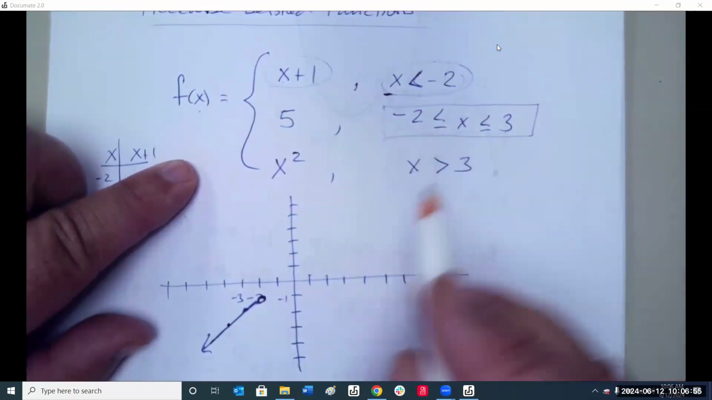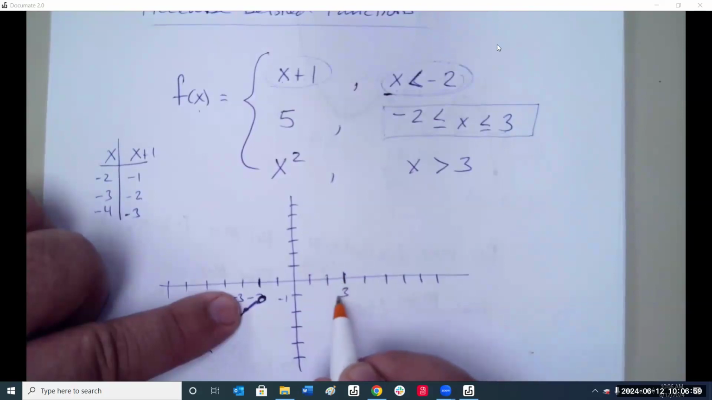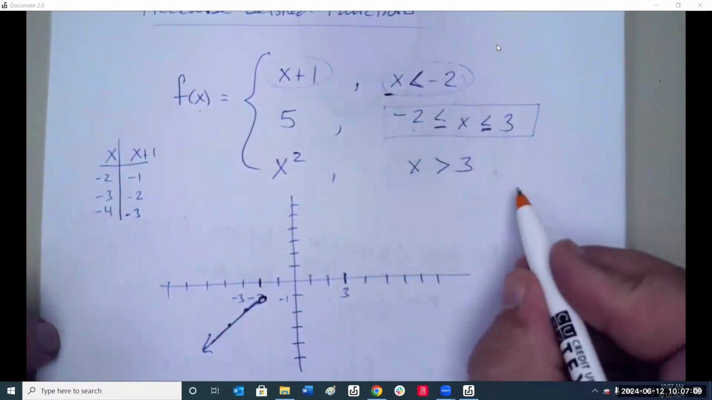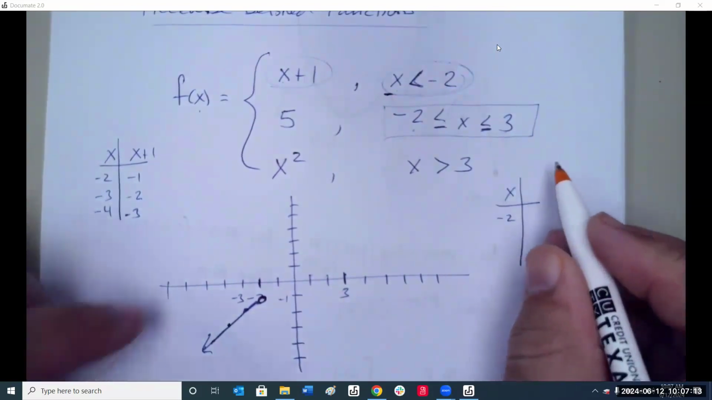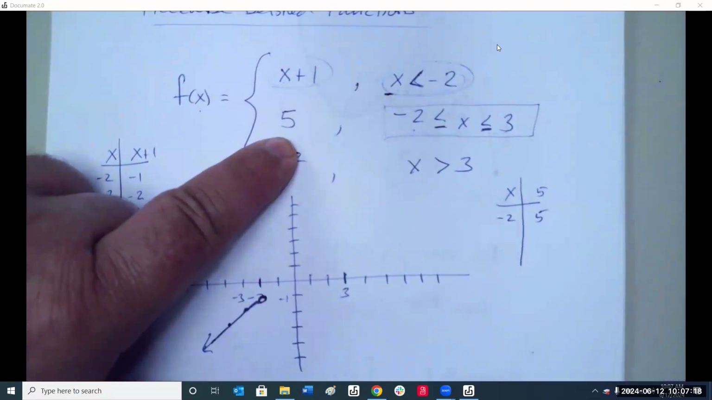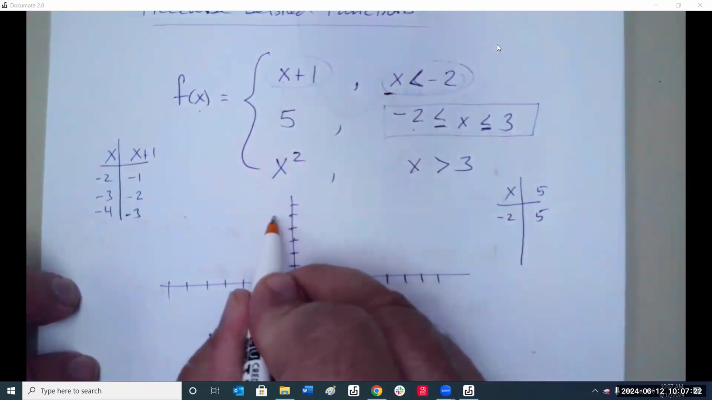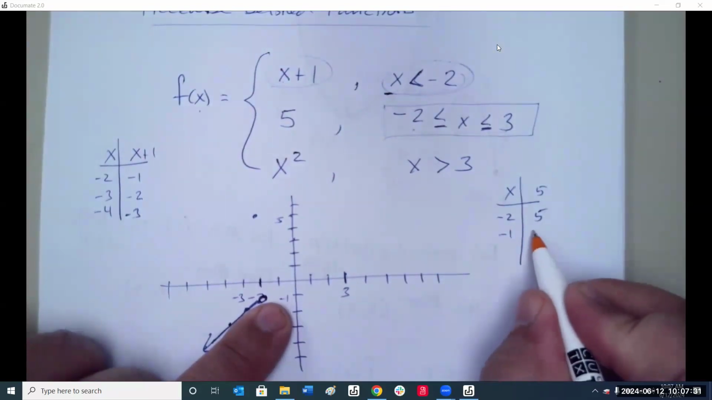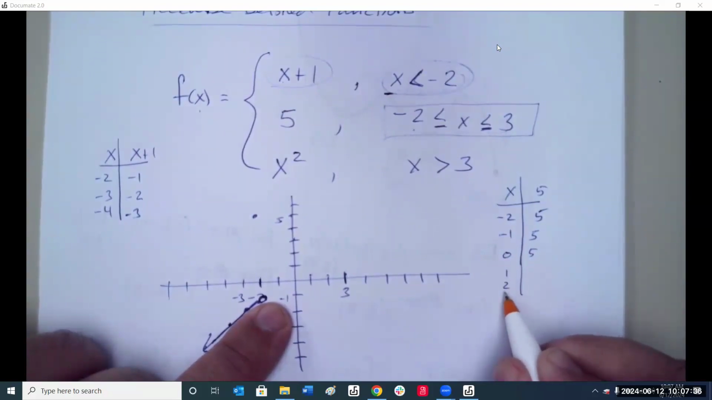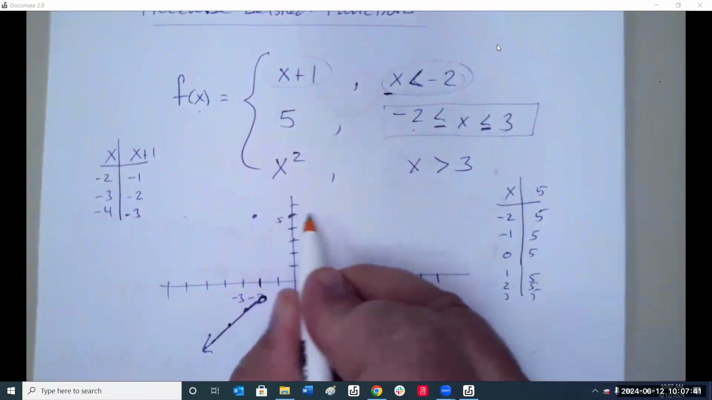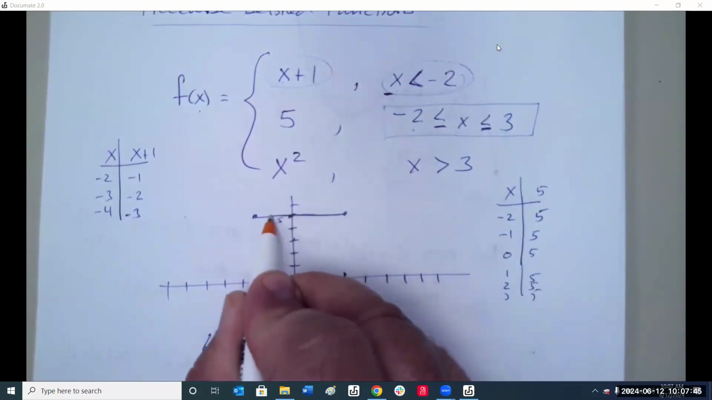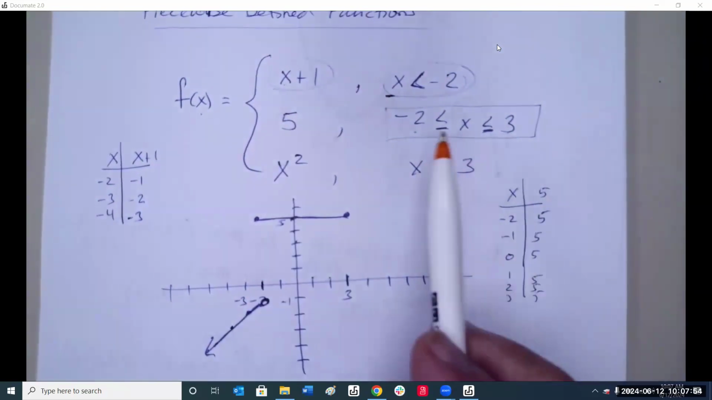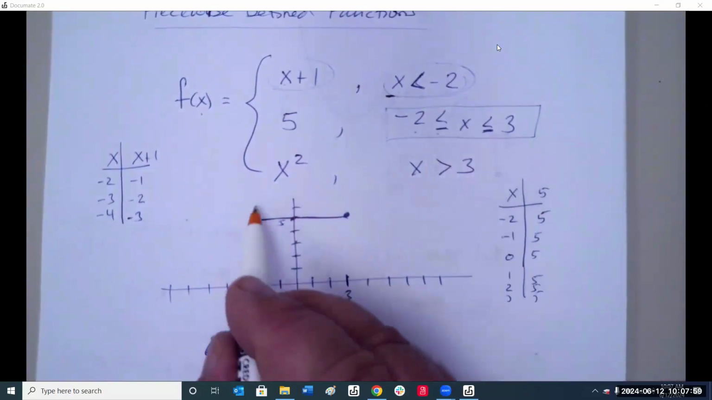Now, on the same graph, I go to the next set. I'm going from -2 to +3. Now, these are equal to, which means I can use -2. When x is -2, what's my equation? 5. So at -2 I got a dot at 5. At -1, it's also 5. At 0, it's 5. At 1, 2, and 3, it's 5. So it's a horizontal line, because it's a constant function. And I have a solid dot at both ends because I have the equality signs.